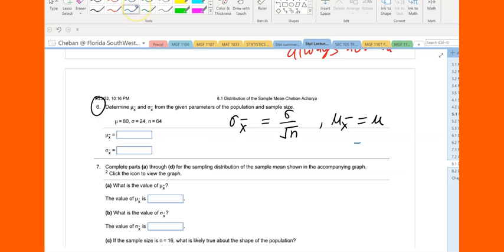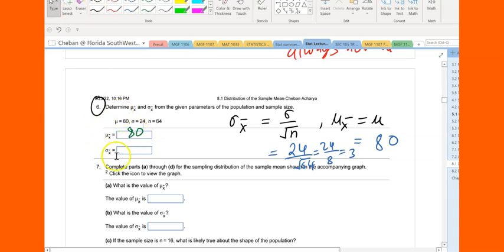Again, what's mu x bar? It's just mu, which is 80. Sigma x bar is sigma, 24, divided by square root of 64, which is 24 divided by 8, which is 3. Therefore you write mu x bar is 80, and sigma x bar, the standard deviation of the sampling distribution, is 3, and the mean of the sampling distribution is 80.